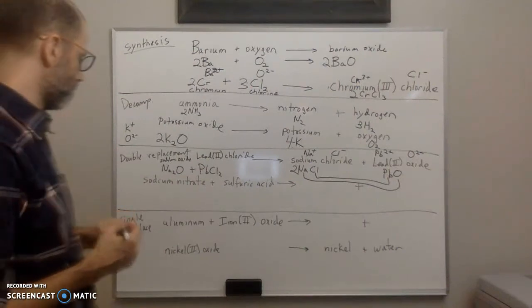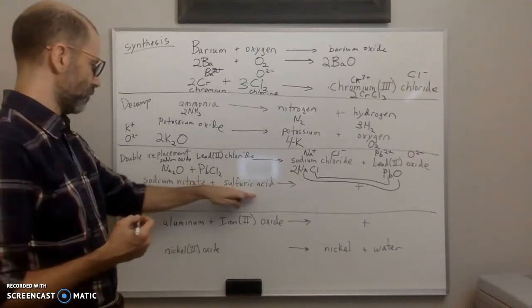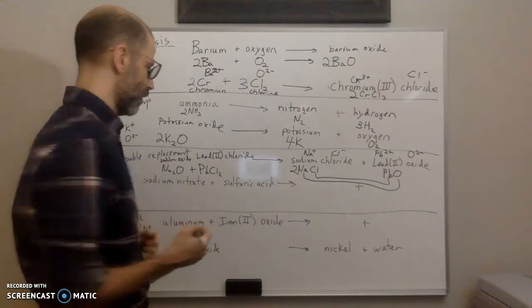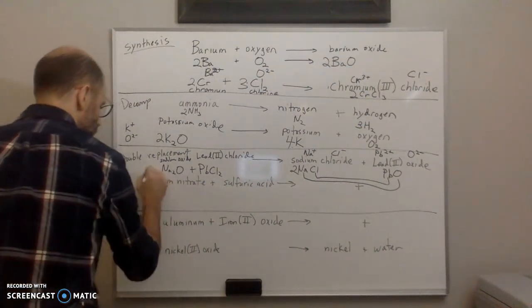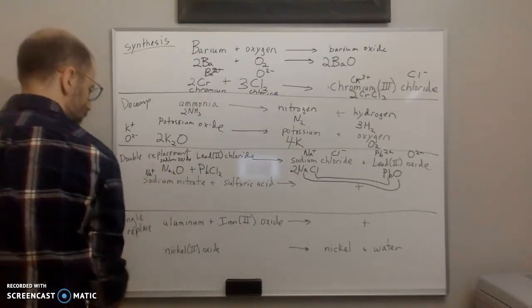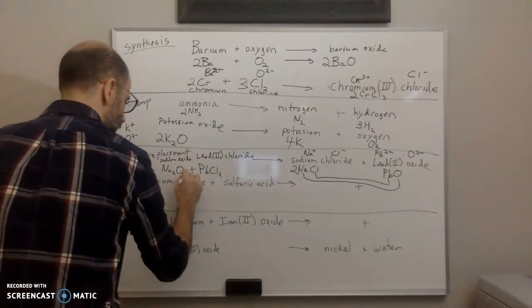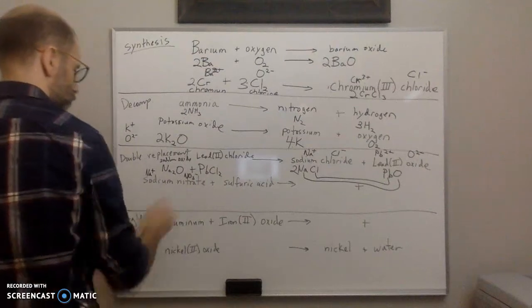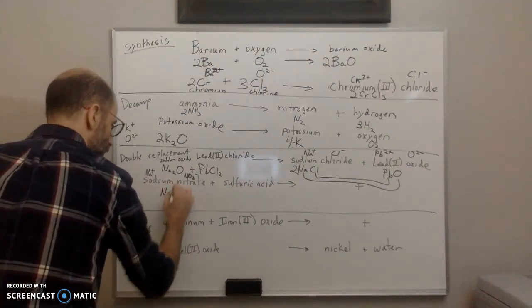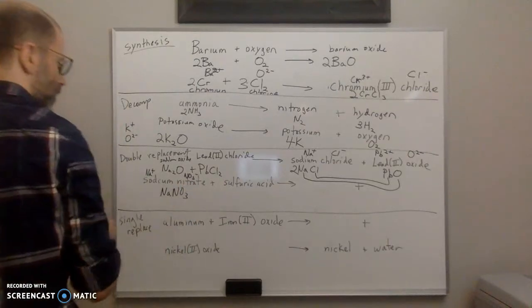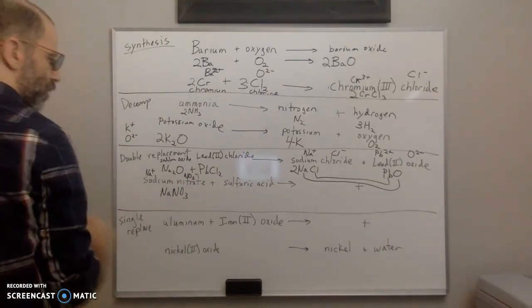Okay, next one. Alright, so here they're giving me the reactants, and I need to find the products. So I'm going to write down the formula for the reactants. So sodium again is an Na+. Nitrate is NO3 minus. So 1 each will balance out the charge. So NaNO3. That's the formula for sodium nitrate.